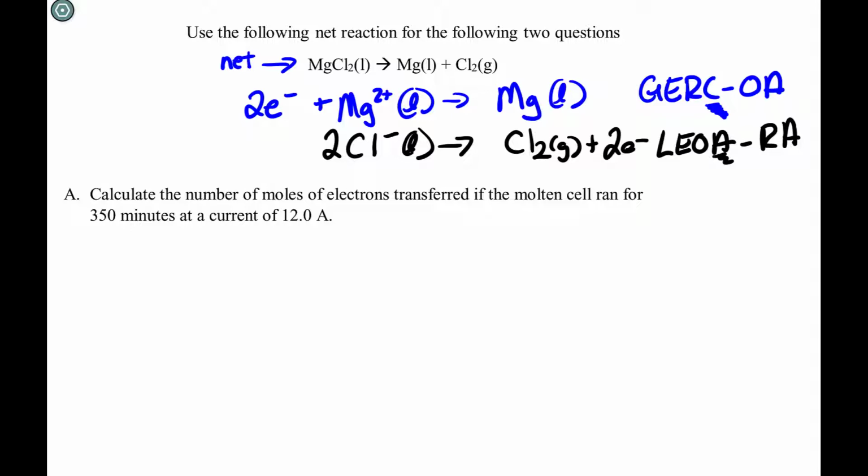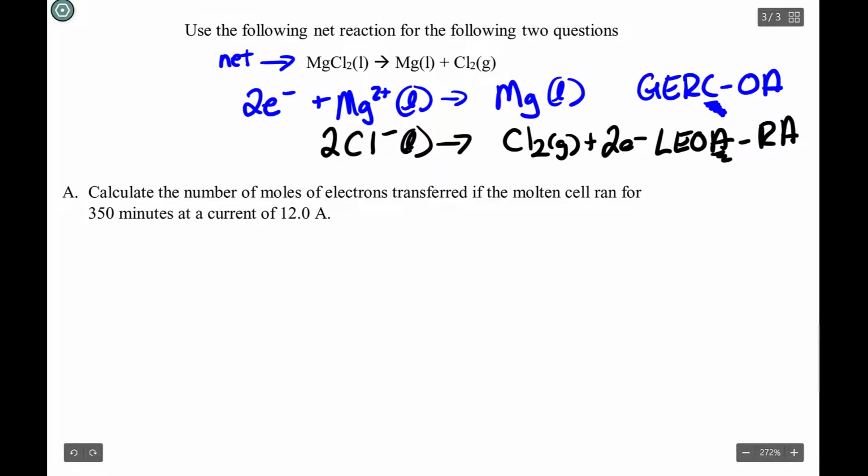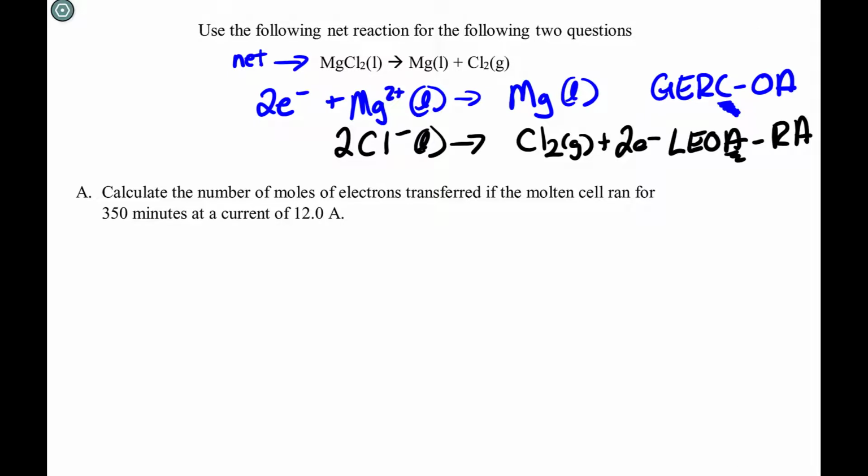This also gives me my mole ratios. So I have 2 moles of electrons for every 1 mole of magnesium liquid, or 2 moles of electrons for every 1 mole of Cl2 gas, or 2 moles of electrons for every 2 moles of Cl minus, just in case I need to do any questions with either of those down the road.